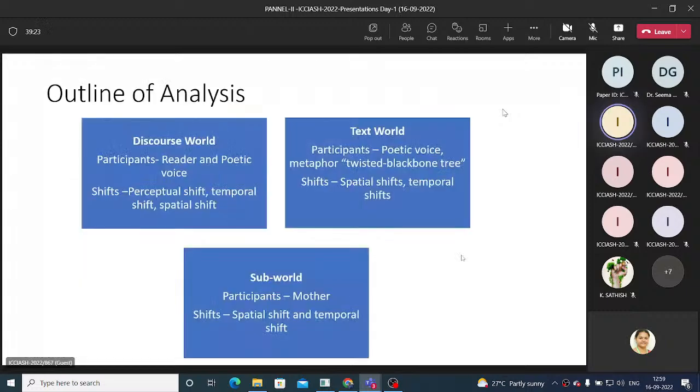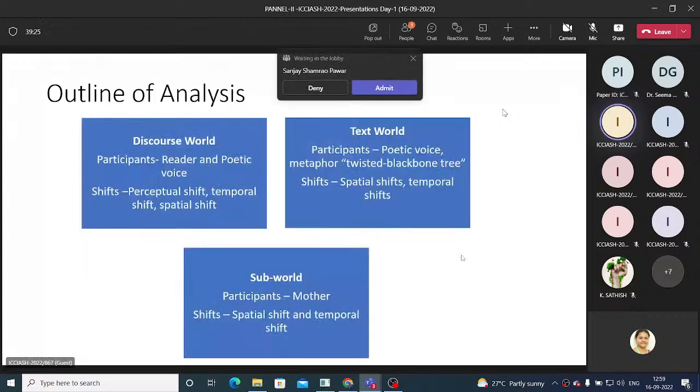Then there's a perceptual shift happening. I stop looking at the poem as me, the reader, and I try to project myself into the voice of the speaker. That's called the deictic projection. That's why it's also called the deictic shift theory. And that's where the poem is discussed as a discourse world.